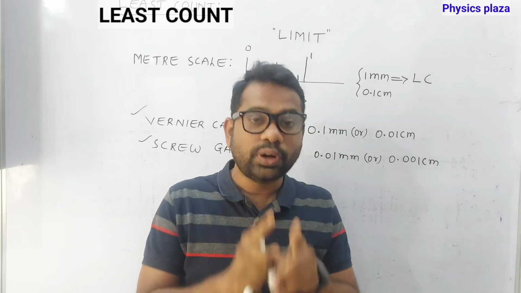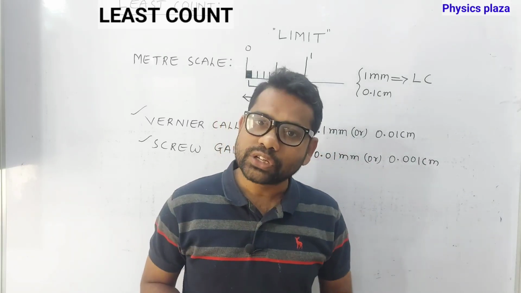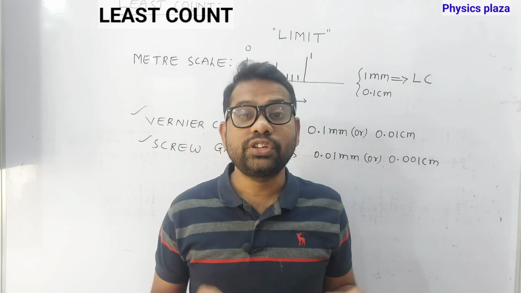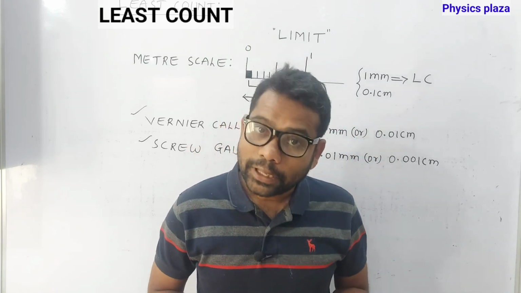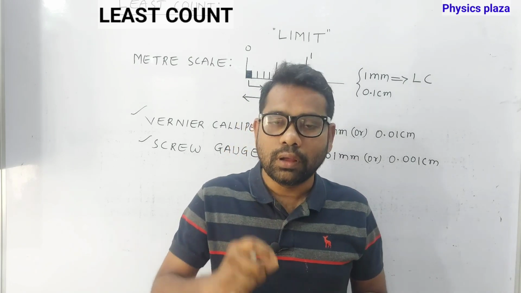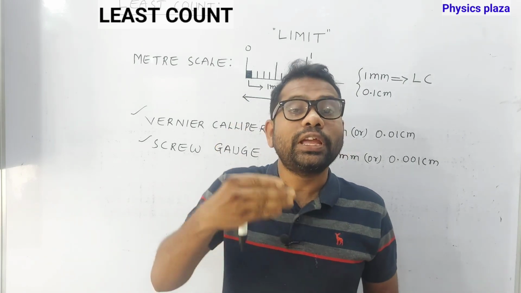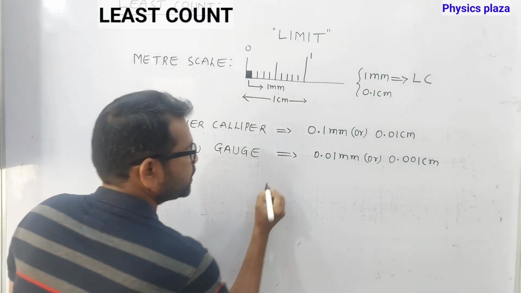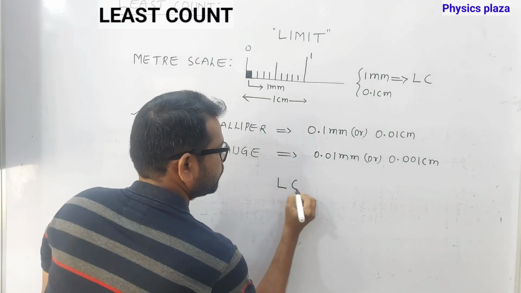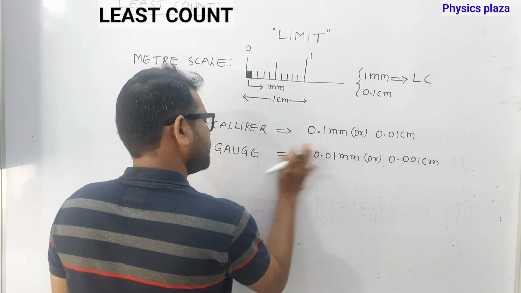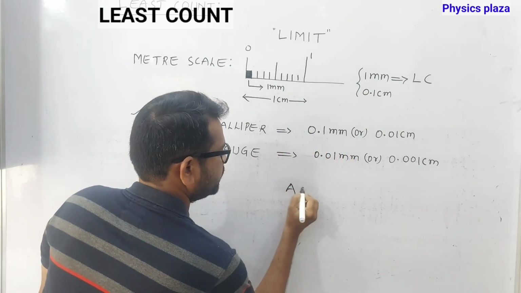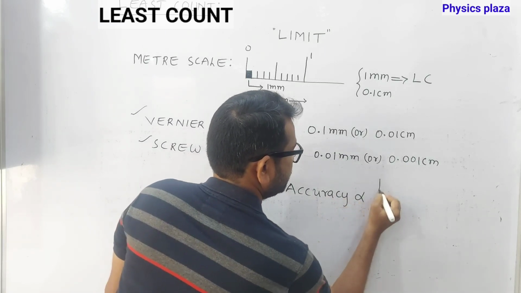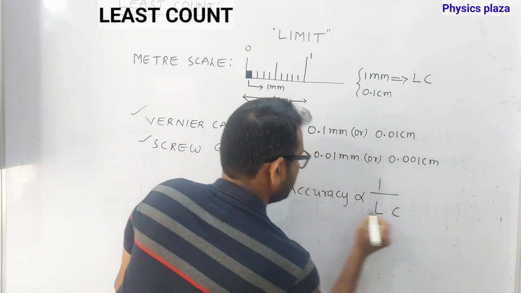So children, here we can make a relation between least count and accuracy. From the examination point of view, it's very important. They will ask you a question: how are you going to increase the accuracy of a device you are going to use? There you should talk about the least count. By decreasing the least count, we can increase the accuracy. So accuracy is inversely proportional to the least count. Children, make a note of it.